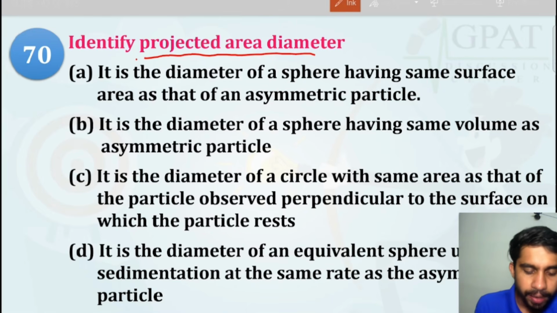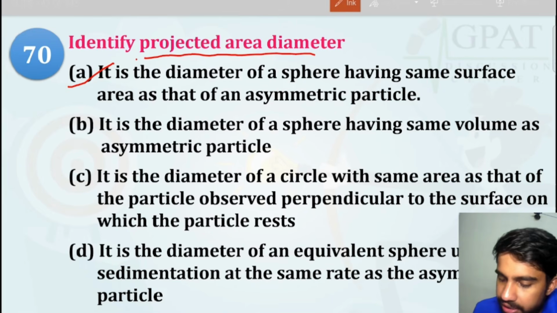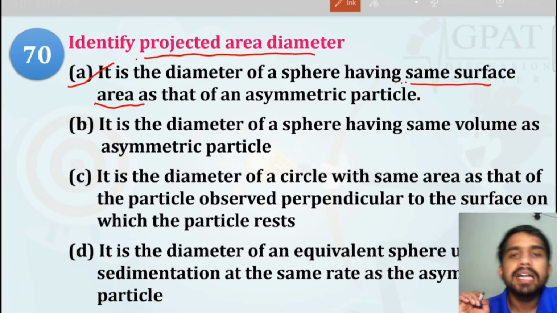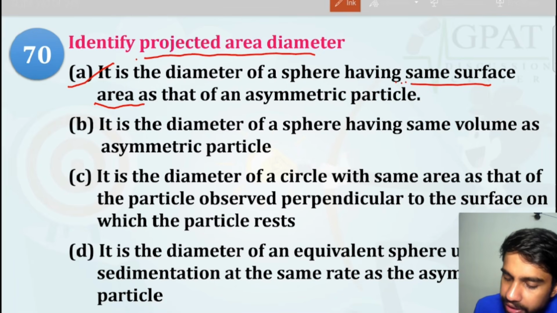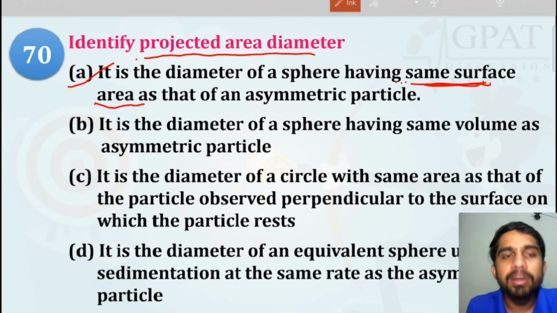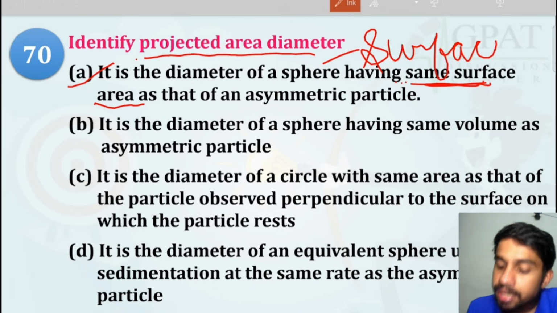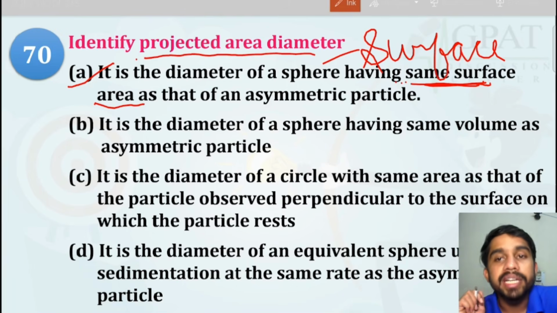The first one is the diameter of a sphere having the same surface area as that of the asymmetric particle. If it has the same surface area, then it will become the surface diameter. It will not become the projected area diameter.